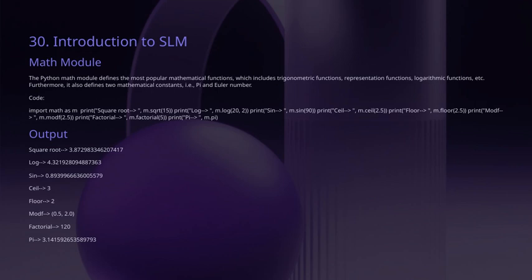So 2.5 rounds up to 3 with ceil and down to 2 with floor. The modf function splits a number into its fractional and integer parts, so 2.5 becomes 0.5 and 2. The factorial function calculates the factorial of 5, which is 120. And finally, we see the value of pi, which is approximately 3.14159. All these functions demonstrate how versatile the math module is, providing essential tools for performing mathematical calculations efficiently in Python.